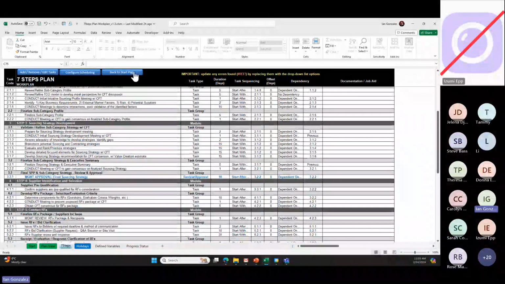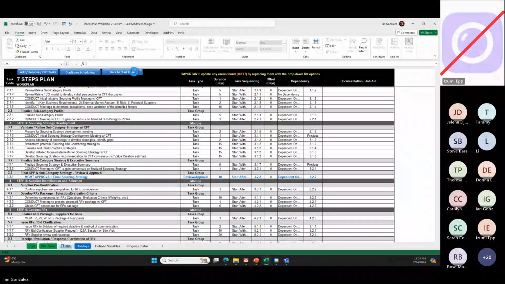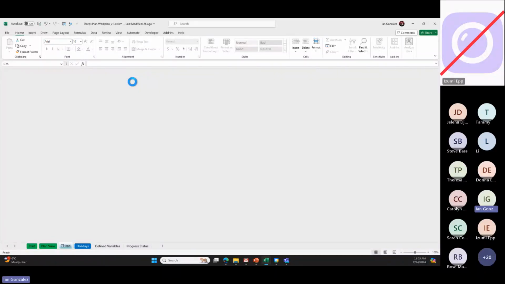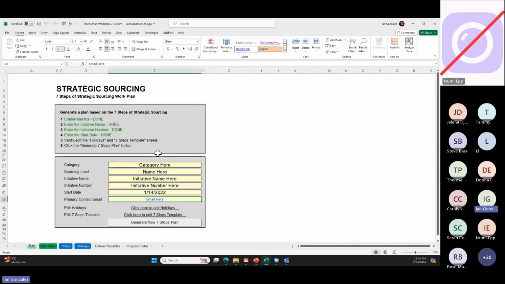Okay, now go back to start page. Okay, it's just preparing things behind the scenes. Every time you click these buttons, a macro is running to make sure you did everything right. If there's an error, it'll tell you that, yeah, you forgot this cell or something. It's making preparation right now. There, now it's back to the steps.